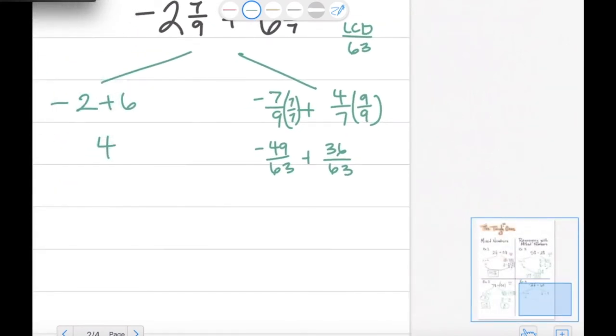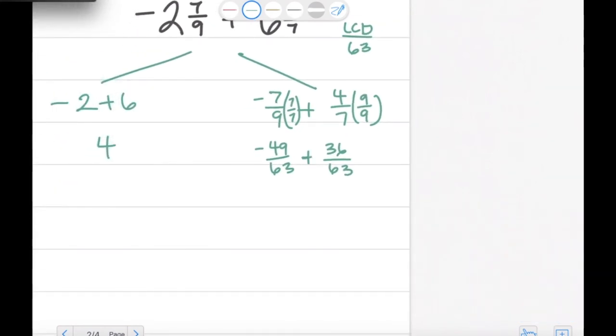So the two numbers are going to fight because one's a negative, one's a positive. So we're going to subtract 49 minus 36. That gives us a 13 over 63. Because the absolute value of that first fraction is bigger than the second fraction, that means the sign is going to be negative. So this is a negative 13 over 63.